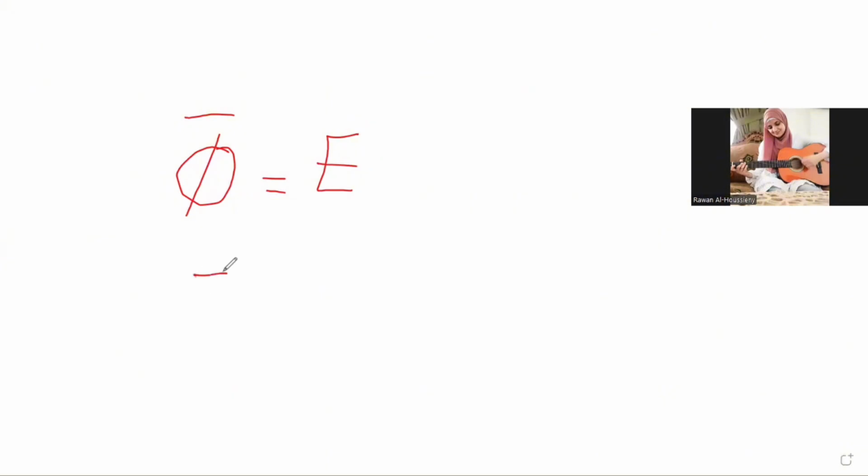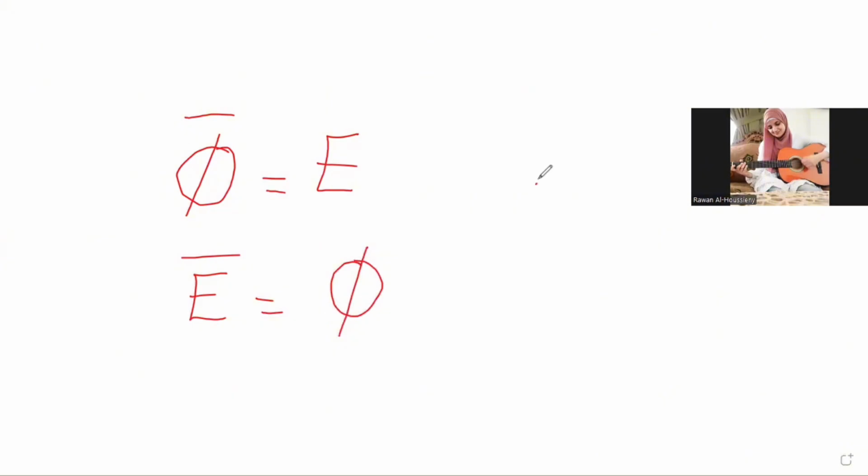So now also the complement of the set E. The opposite of the set E. E is the set that contains all the elements. So its opposite is the set that contains no elements. So it's the empty set.